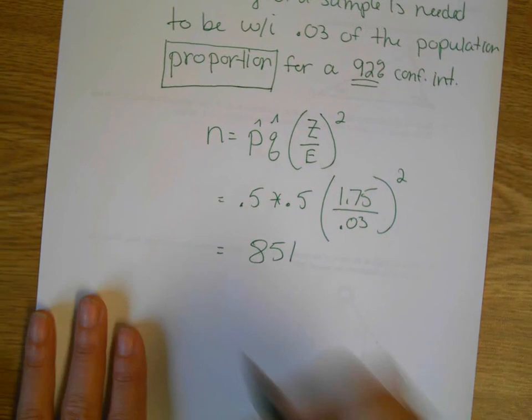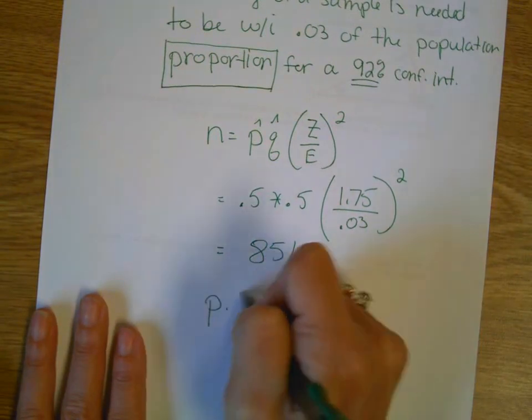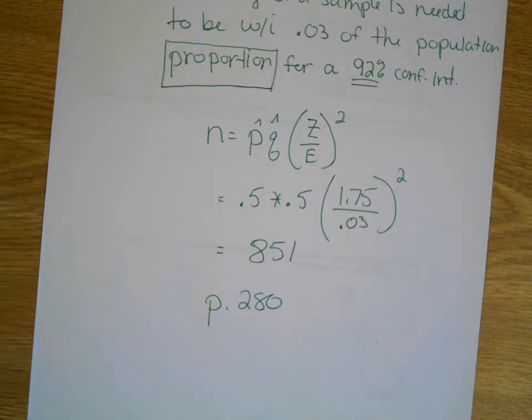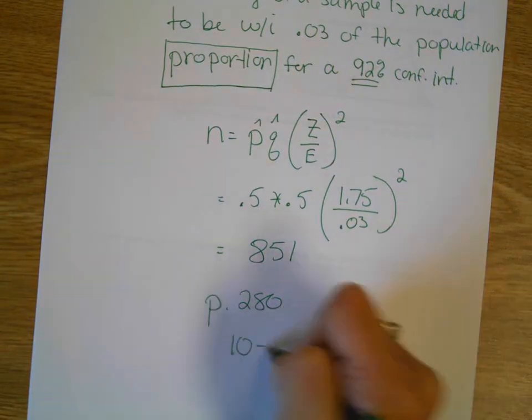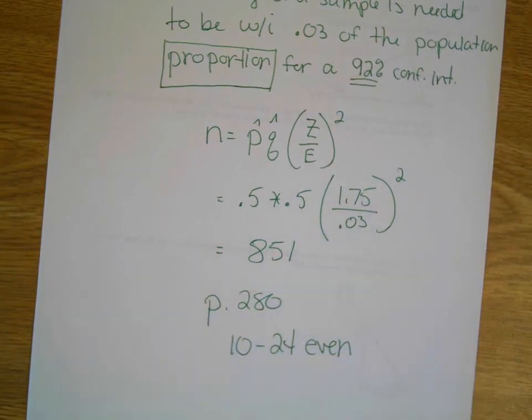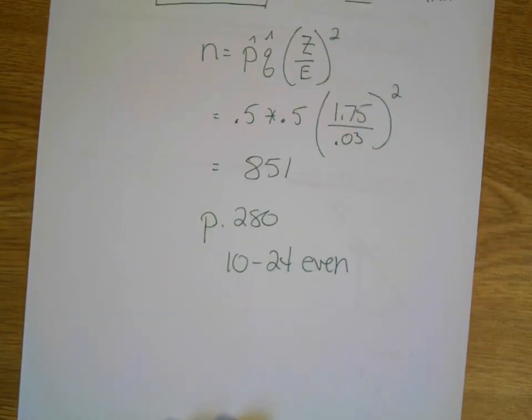Okay. Why don't I just read half? Page 280. I see, yeah. What if it's 800 people? 10 through 24, even.